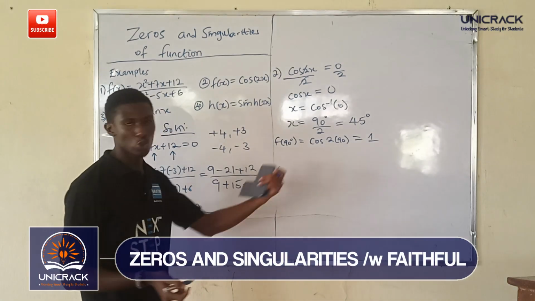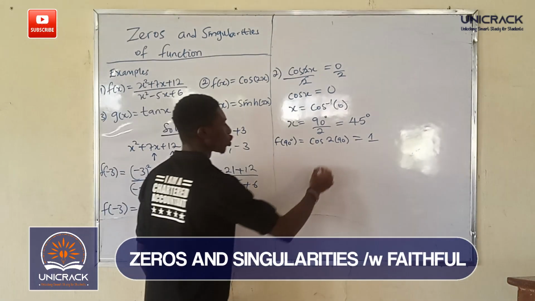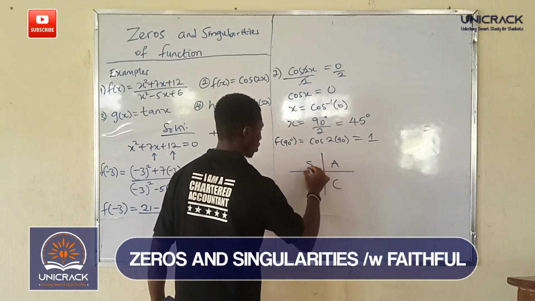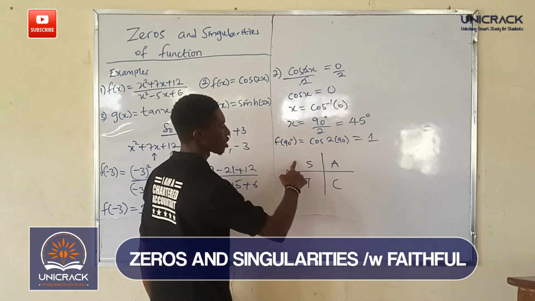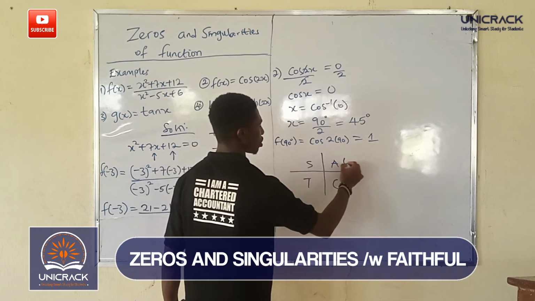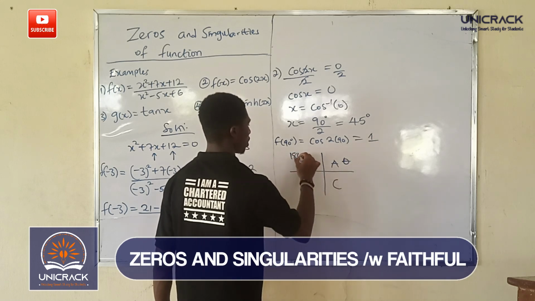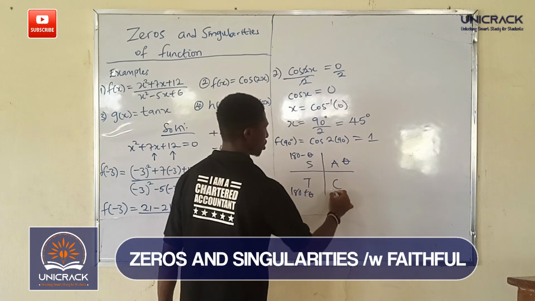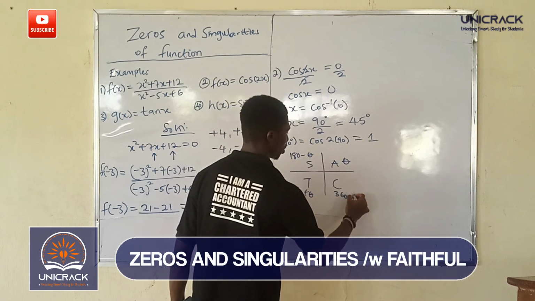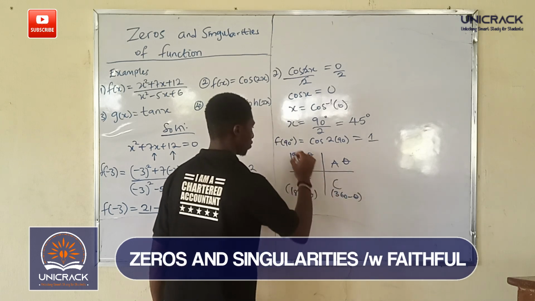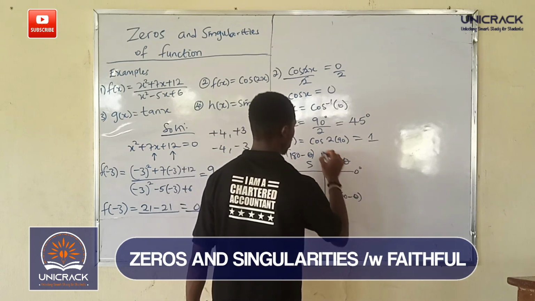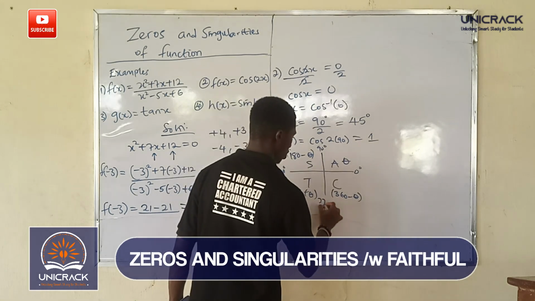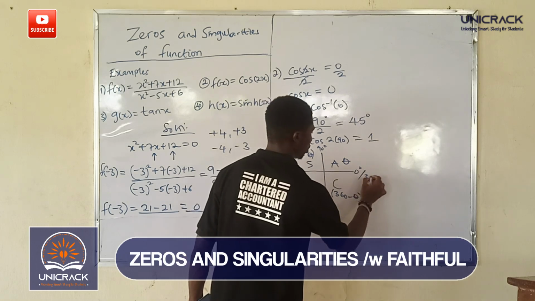Now, you could also add to this. To add to this, we'll go to our Cartesian plane. This is your CAST, that means all, sine, tan, and cos. This is theta. This is 180 minus theta. This is 180 plus theta. And this is 360 minus theta. So we'll have this to be 0 degrees, 90 degrees, 180 degrees, 270 degrees, and 360 degrees.